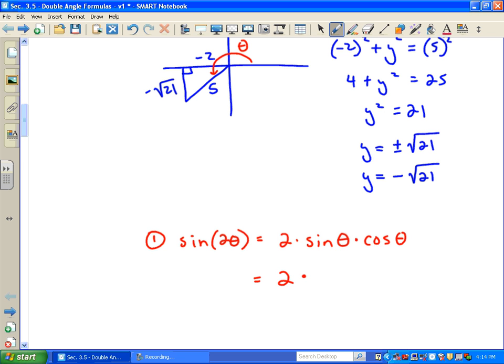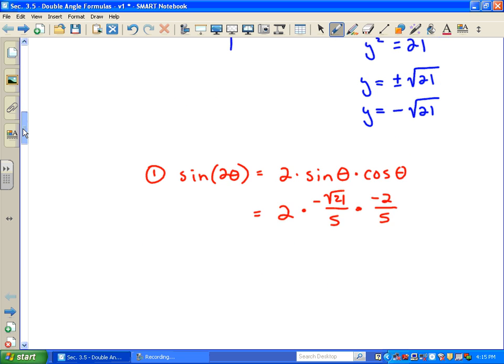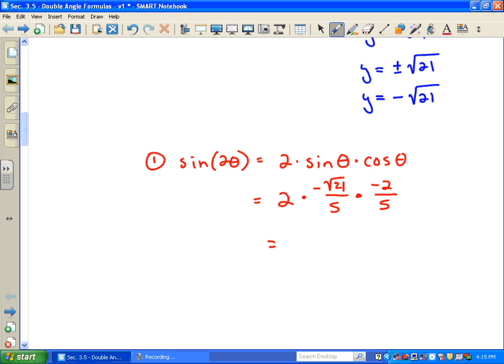It will be 2 times sine of the single angle. We know that's y over r. The y value is negative square root of 21. The r value is 5. Cosine of the single angle is x over r, so that will be negative 2 over 5. Okay, let's go ahead and simplify that out. The 2 I'll put over 1. You see on the top we have 2 negatives, so that multiplies to a positive. You have a 2 times a 2. This will be 4 square roots of 21 all over 25. Whatever the angle is, that's the sine of double that angle.